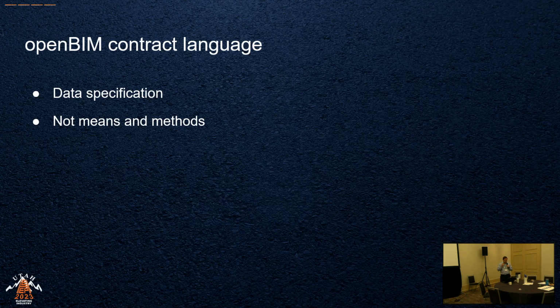Okay, and then another illustration here, and I can't take credit for putting this together. This comes from a webinar from the buildingSMART U.S. Airports Committee. But again, talking about other parts of our universe in design and construction and how, in this case specifically, construction differs from what we see a lot of times in BIM requirements or CAD requirements. So the idea in openBIM is to focus on the data specification and not means and methods of how you generate that data.